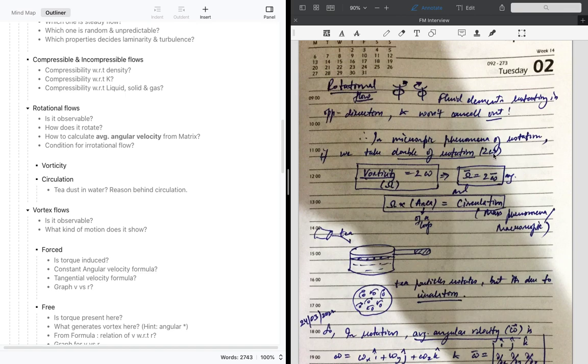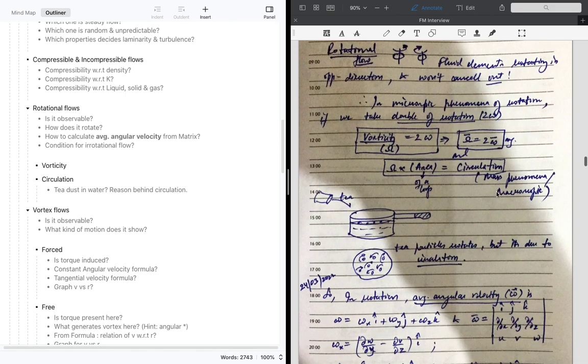The microscopic phenomenon of rotation: if we take the double of rotation, the double of the angular velocity is equal to the vorticity. That means omega is equal to 2 times the angular velocity. The vorticity times the area loop gives the circulation. It's a microscopic phenomenon. For example, we put tea in the water, and you see that due to the heat, the tea particles rotate, and this is due to the circulation, the vorticity times the area loop, and this creates a large macroscopic phenomenon called circulation.